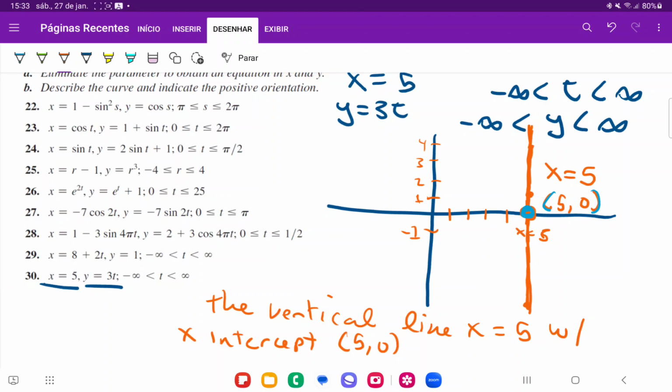So just to say that the vertical line x is equal to 5, we've already eliminated t, because t doesn't play a part into how this graph is going to look like. So we have described the curve and we have eliminated the parameter. So that's it for problem number 30.